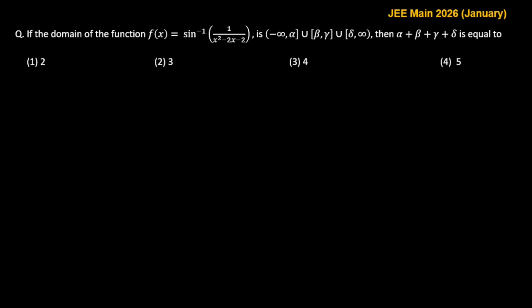Let us first carefully observe the problem. In the question, it is asked what is the domain of this, and this domain is like that, and asked what is the value of alpha plus beta plus gamma plus delta.